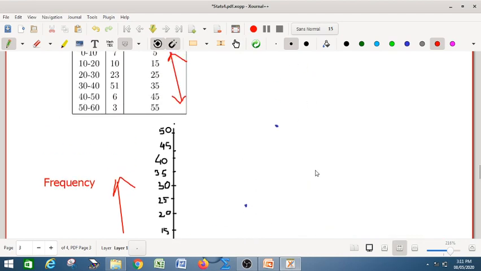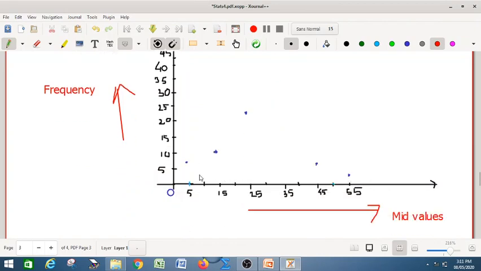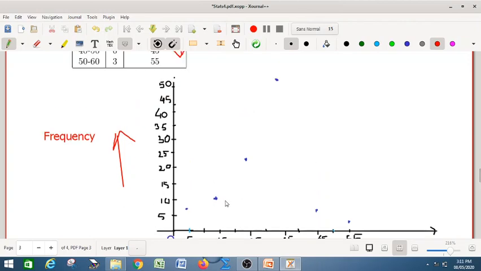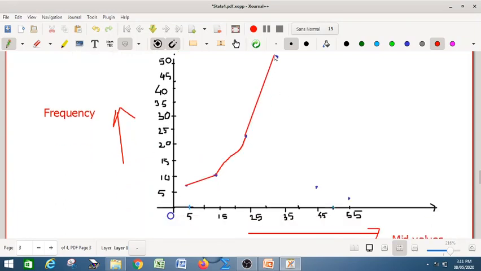So this completes the diagram. Look at that, at 55, the frequency is 3. This is the frequency vertically and horizontally mid values. Now you join the points with straight lines, and join the terminal points down to the axis. So this becomes your frequency polygon, also known as frequency curve.